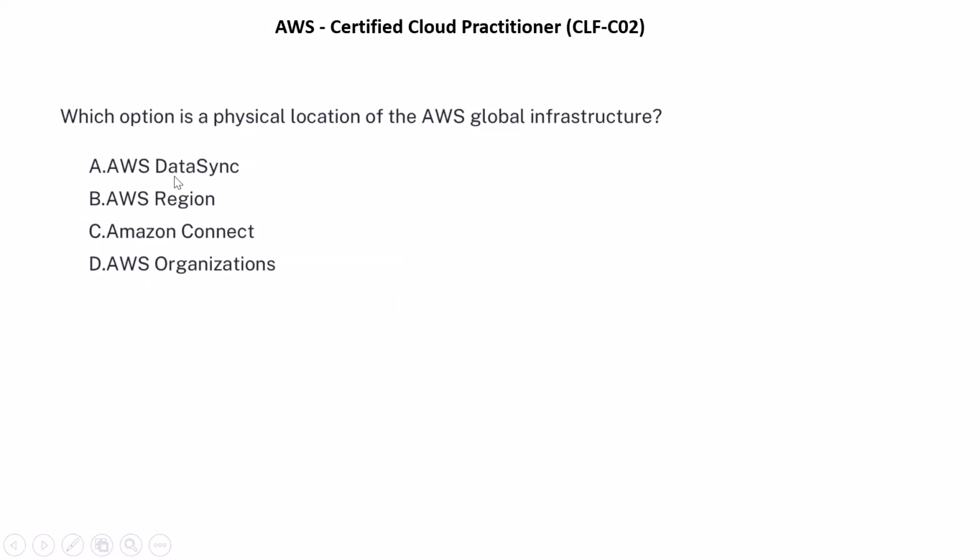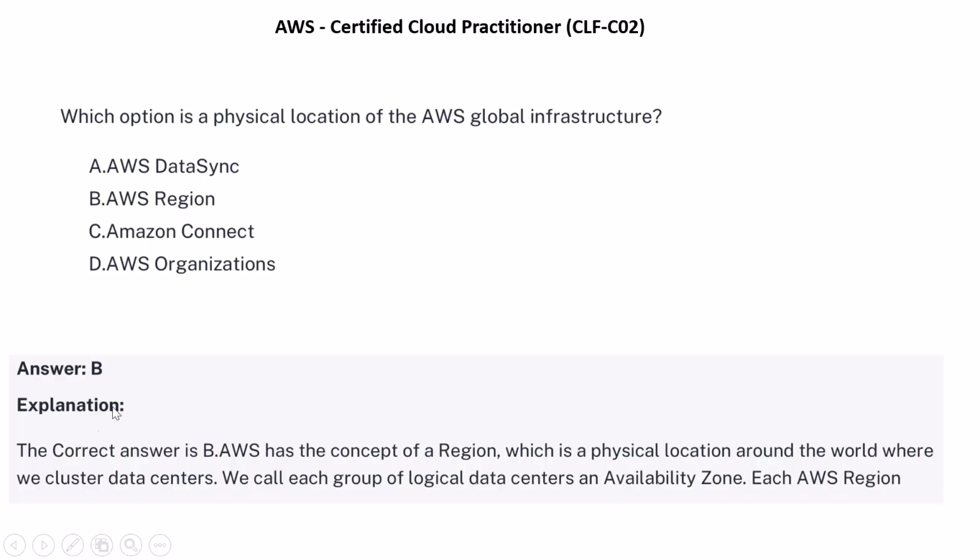Next question. Which option is a physical location of the AWS global infrastructure? Option A, AWS DataSync. Option B, AWS Region. Option C, Amazon Connect. Option D, AWS Organizations. The correct answer is option B. AWS has the concept of a region, which is a physical location around the world where we cluster data centers. We call each group of logical data centers an availability zone.